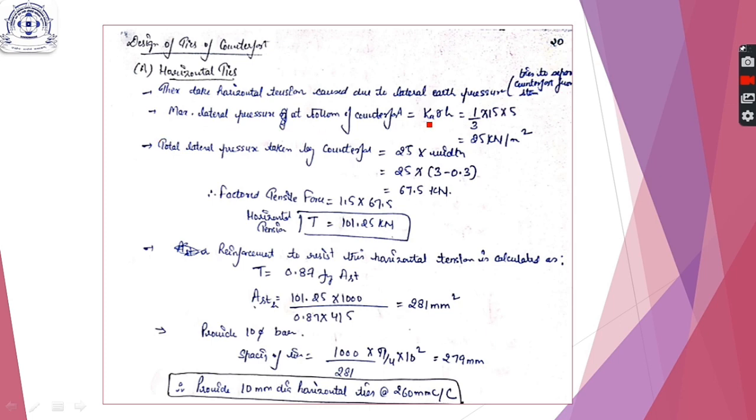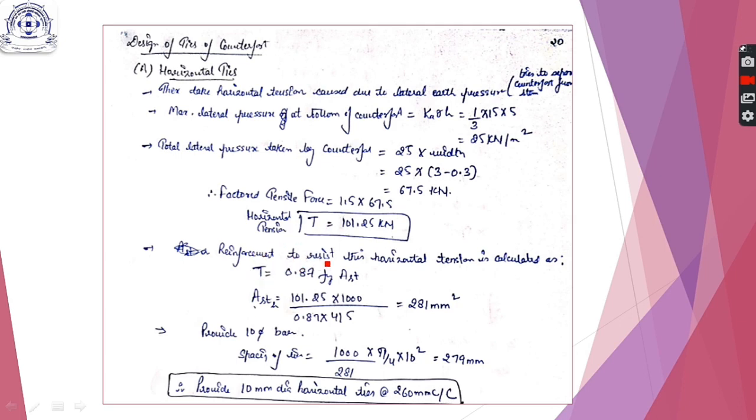So what is lateral earth pressure? It is 25 kilonewton per meter square, and total earth pressure taken by the counterfort will be 25 into (3 minus 0.3). 3 minus 0.3 is basically the clear spacing between the two counterforts. So we get the factored tensile force T. Now we design the ties not due to the moment but due to this force T.